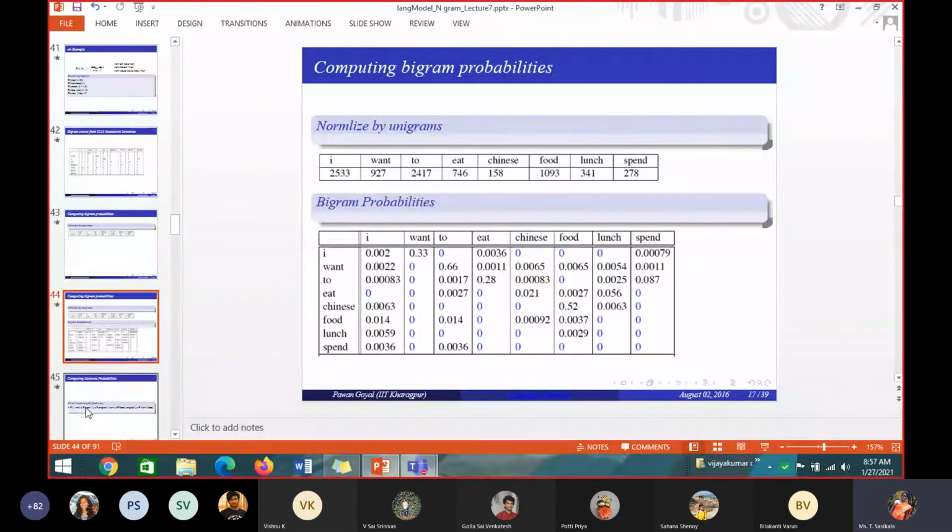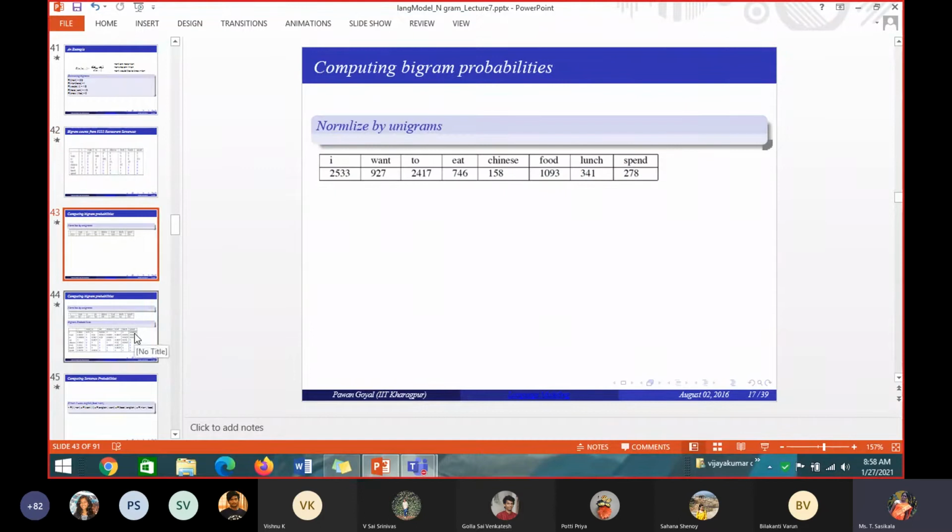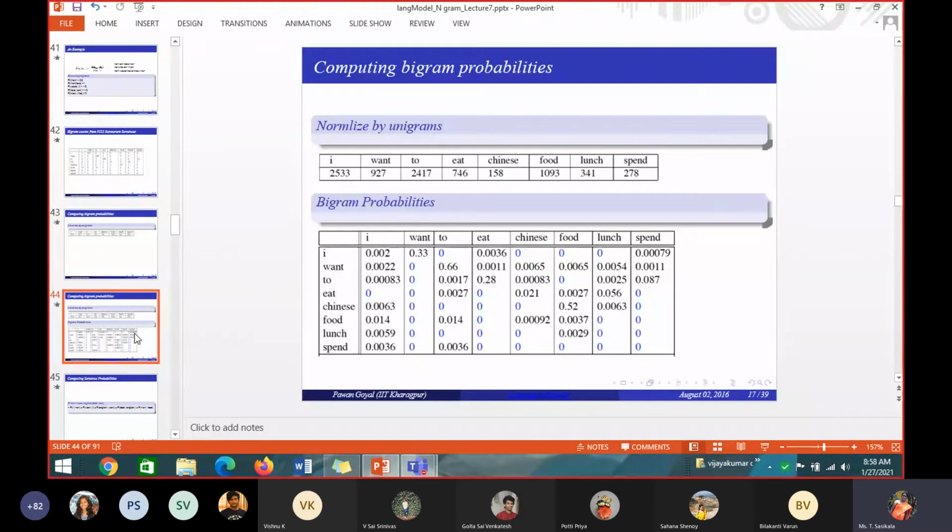So can you calculate for I and want? What is the probability? I and want. So I and want, can you find the count first? What is the count of bigram I followed by want is occurring? I is Wi minus 1. Want is Wi. It is 827 times, and the unigram count is. Find out this unigram from the table, and can you calculate the probability for I and want, and tell me the bigram probability?